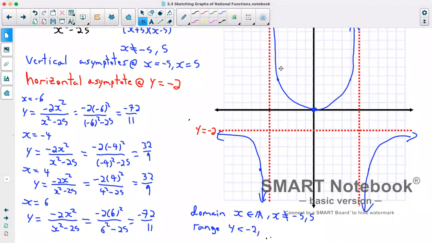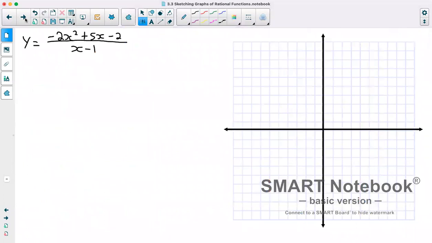We also see that the lowest that we get in the center section is at 0. So y is less than -2 or y is equal or greater than 0. Okay, so we'll do another example. So next one, we've got 2x squared plus 5x minus 2.